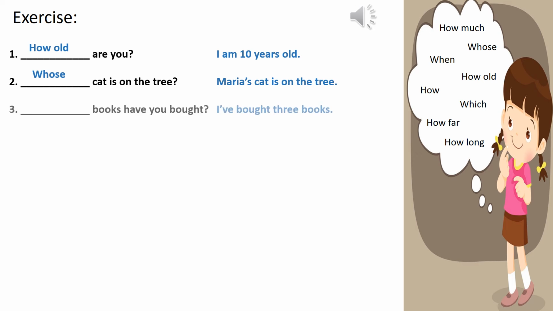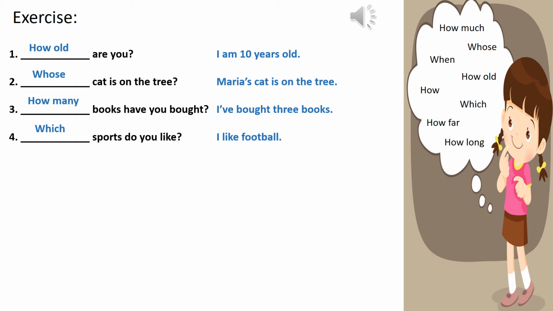Number 3. Dash books have you bought? I have bought 3 books. We can see the countable noun 3 books. So the answer is how many books have you bought? Number 4. Dash sports do you like? I like football. Here it indicates a choice. So the answer is which sports do you like?